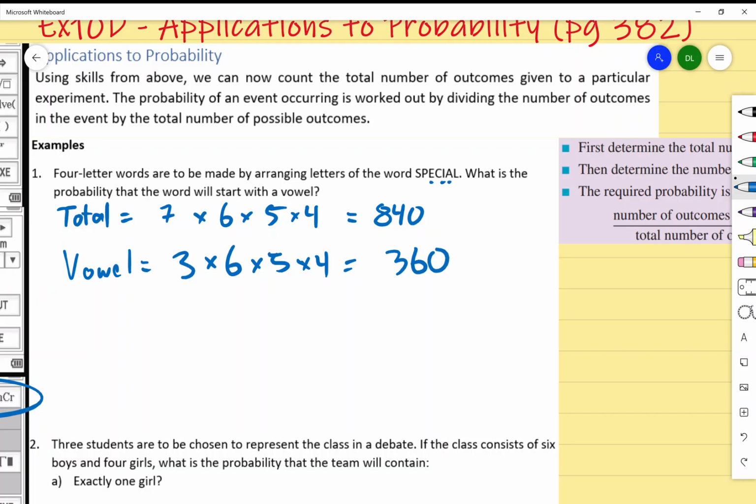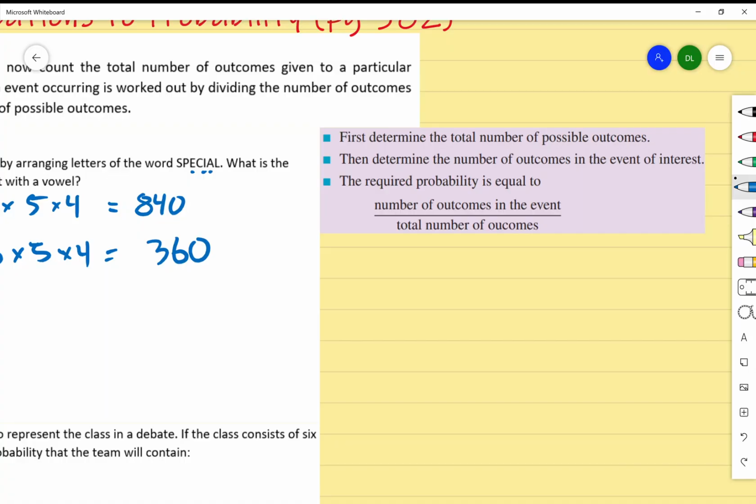Once we've found that, we need to follow the last step, which is to find the required probability by dividing the number of outcomes in the event by the total number of outcomes.